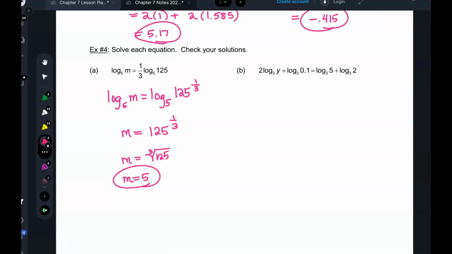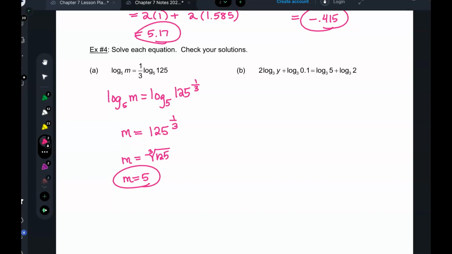But don't you have to do it to the n? It's a 1/3 power, so we rewrite that as a cube root. We don't have to do it to the n. No. Got it. Okay, let's take care of the next one.